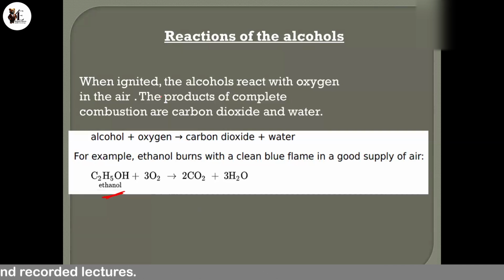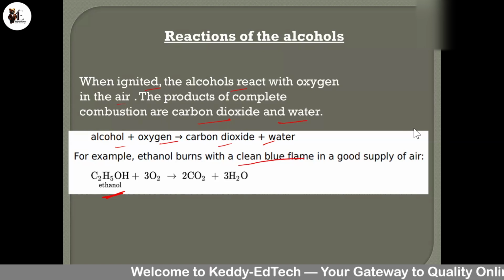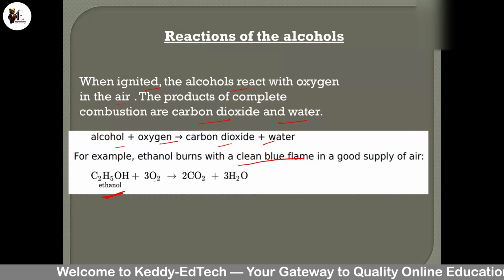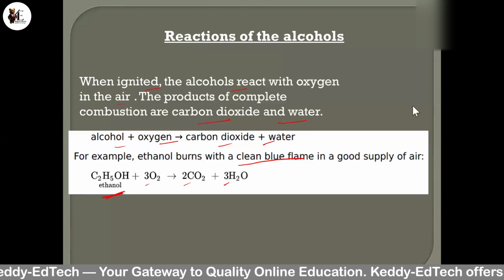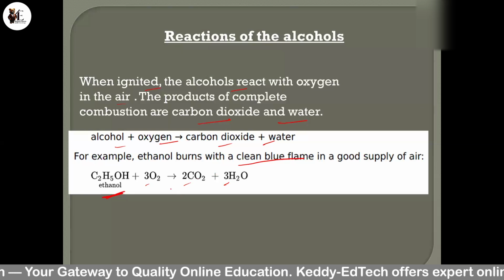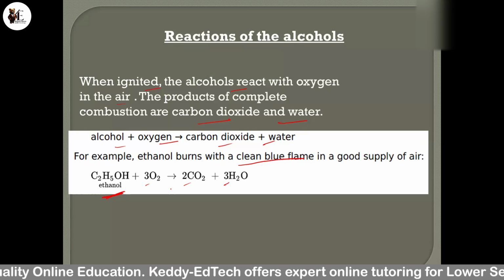So the first reaction is when it is ignited, when it is burnt, the alcohols react with oxygen in the air. The products of complete combustion are carbon dioxide and water. So when alcohol reacts with oxygen, you have carbon dioxide and water. It is a complete combustion. That's why it burns with a clean blue flame in a good supply of air. These numbers 3, 2, 3 are just to balance the equation. Otherwise, your alcohol reacts with oxygen to form carbon dioxide and water. So this is the first reaction, that is the combustion reaction.